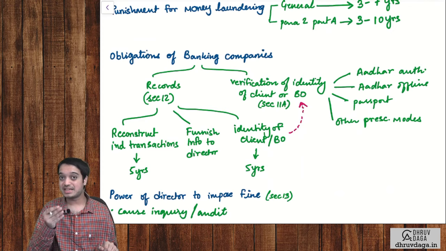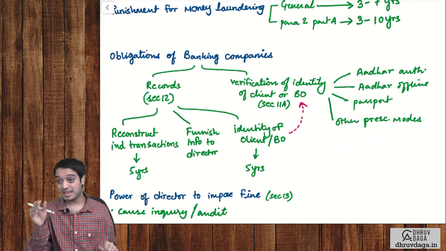Such information as may be required to be furnished to the director within a specified period of time, and such information required for the identity or records of the identity of the client or beneficial owner needs to be maintained for a period of 5 years. Then, for verification of the client's identity or beneficial owner's identity, there are four methods which have been prescribed.